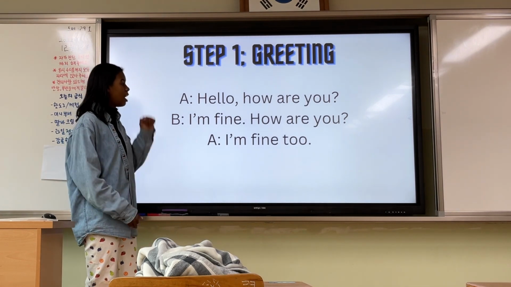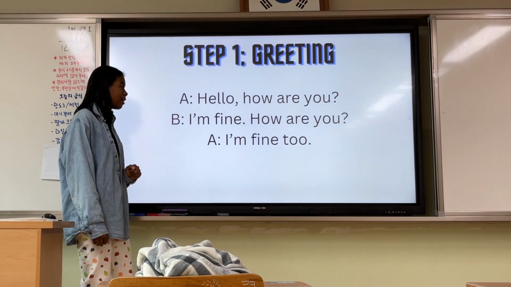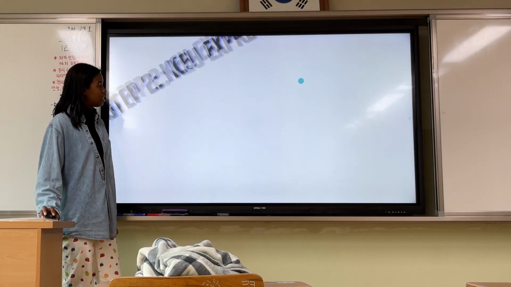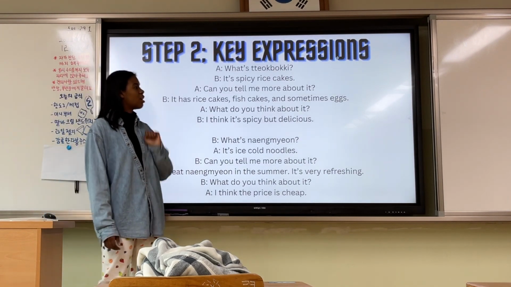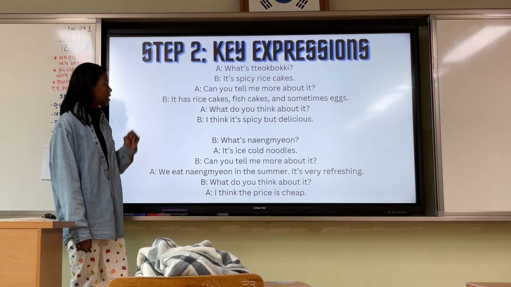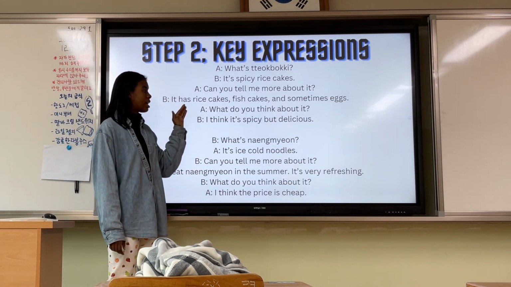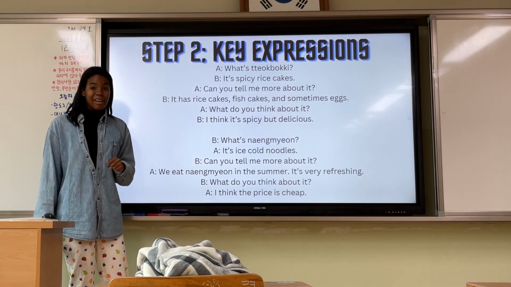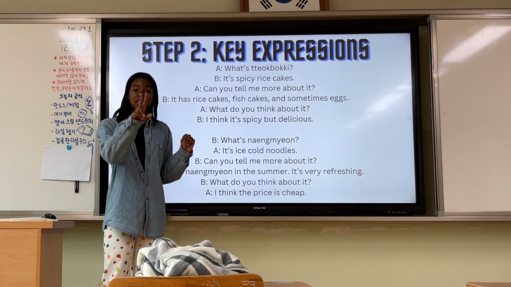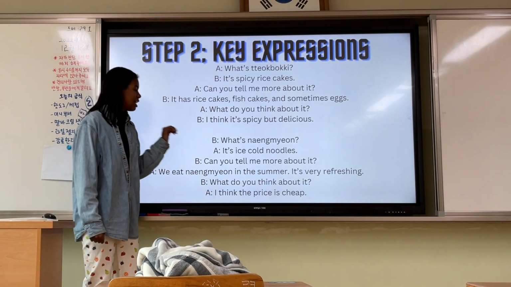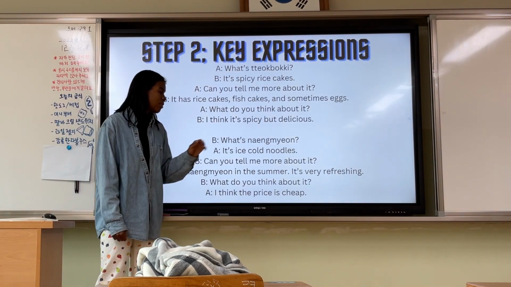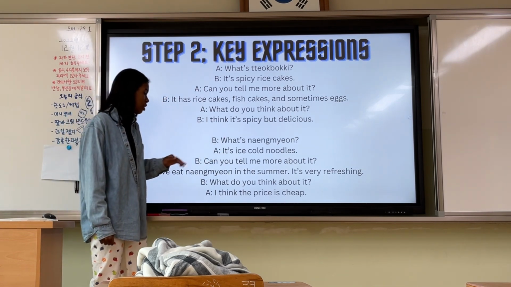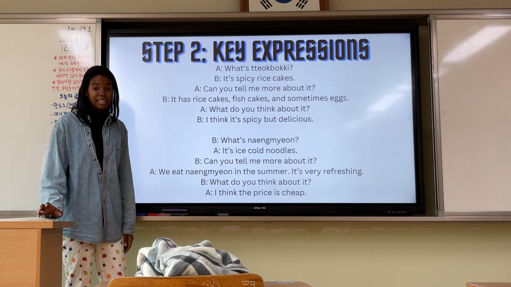So for example, hello, how are you? I'm fine. How are you? I'm fine too. Step 1, reading. Step 2, key expressions. A, what's tteokbokki? It's spicy rice cakes. Can you tell me more about it? It has rice cakes, fish cakes, and sometimes eggs. What do you think about it? I think it's spicy but delicious. Then they switch. What's naengmyeon? It's ice cold noodles. Can you tell me more about it? We eat naengmyeon in the summer. It's very refreshing. What do you think about it? I think the price is cheap.